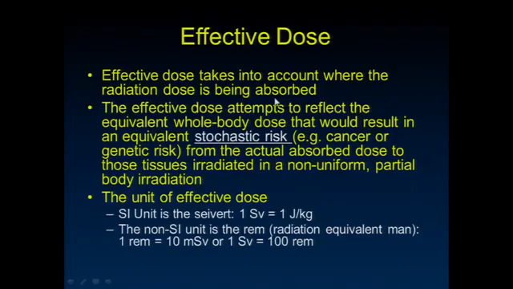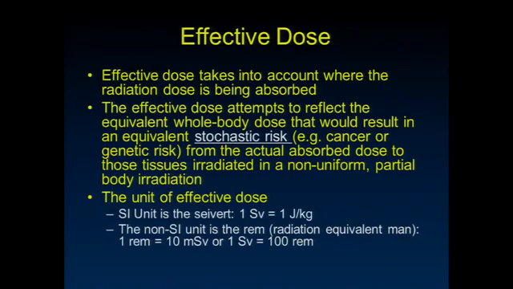So effective dose takes into account where that radiation is being absorbed. It attempts to reflect what the risk would be if the entire body got a uniform dose of radiation, right? So we know that when we do certain exams, let's say a chest CT, most of the abdomen structures, especially the lower abdomen and pelvis, don't see much in the way of radiation, and almost all the radiation dose is concentrated in the thorax.